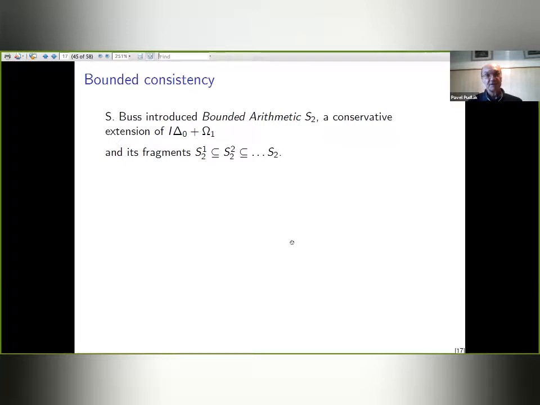Another application of this, not exactly of the bound, but of a similar concept, is in proving results in bounded arithmetic. Bounded arithmetic is a theory that is a conservative extension of IΔ0 + Ω1. It has very natural fragments that correspond to complexity classes: S^1_2 corresponds to NP, S^2_2 corresponds to Σ^p_2, and so on. So it's a stratification of IΔ0 + Ω1, similar to the stratification of Peano arithmetic into induction for Σ_n formulas.